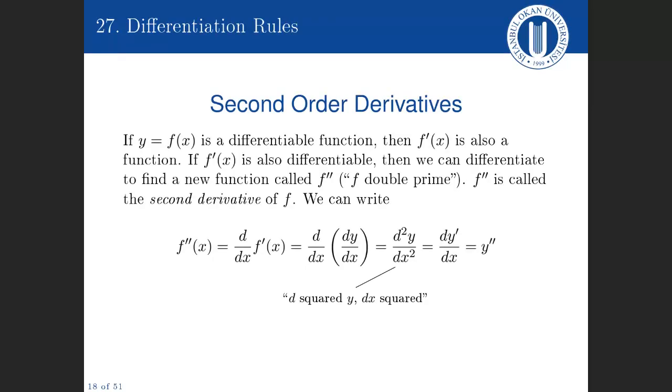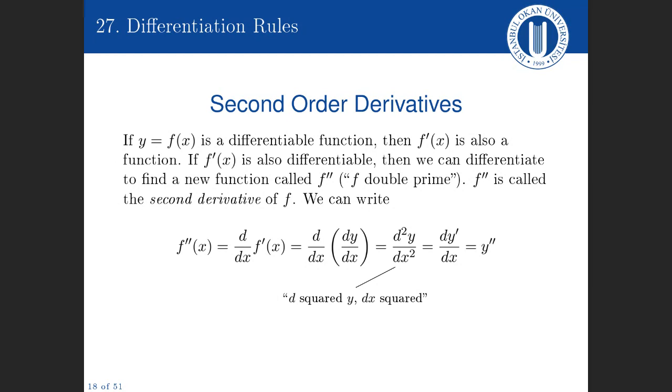Let's talk about second order derivatives. If y equal to f of x is a differentiable function, then f prime of x is also a function. If f prime is also differentiable, then we can differentiate it again to find a new function which we call f double prime. f double prime is called the second derivative of f, and we can write it in these ways.